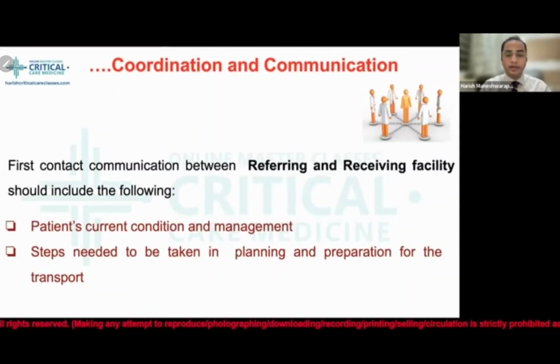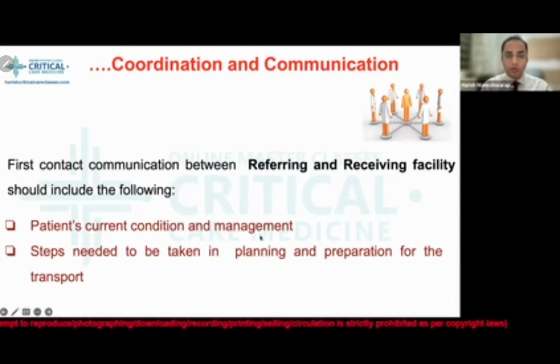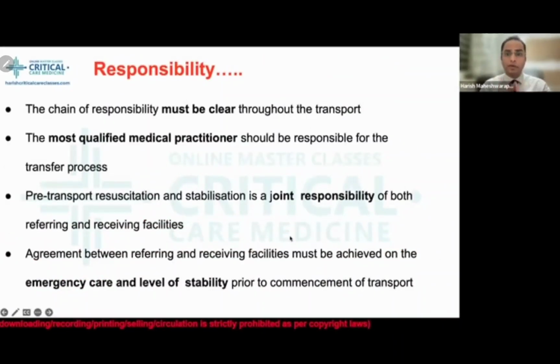Steps needed to be taken in planning and preparation for the transport, also we need to communicate. When it comes to responsibility, the chain of responsibility must be clear throughout the transport. So, delegation of the work: you take care of the airway, you take care of the infusion pumps in ECMO. Also, what work should be appropriately delegated?